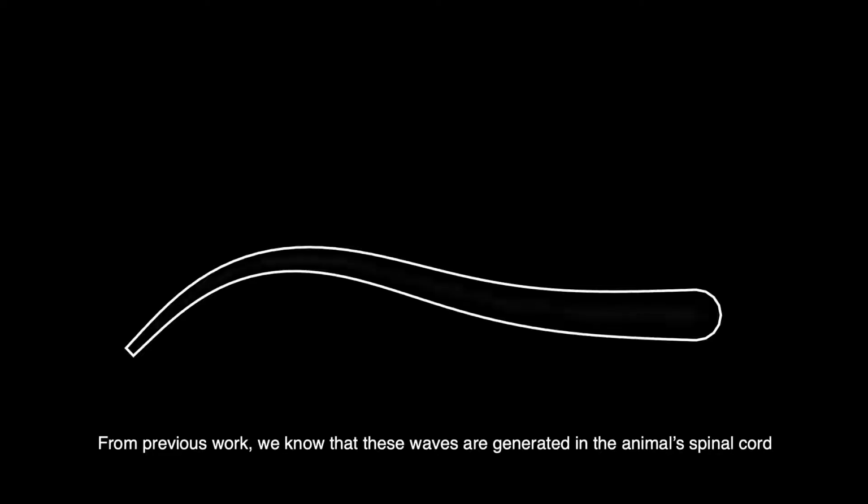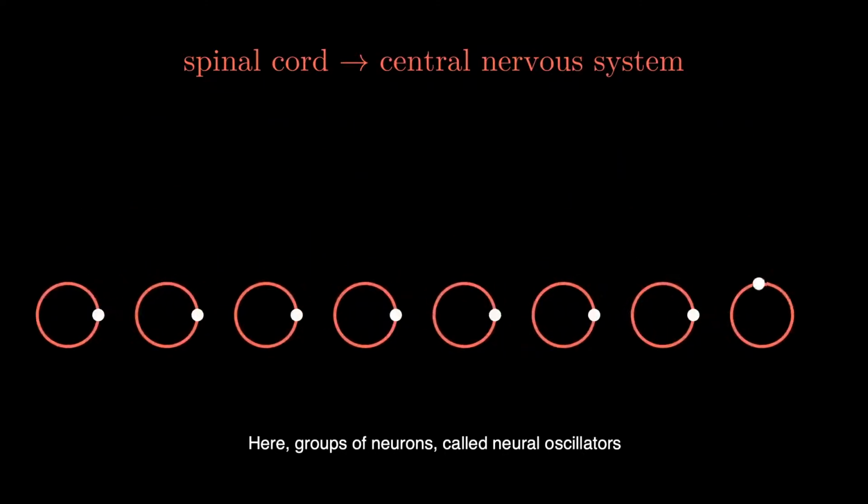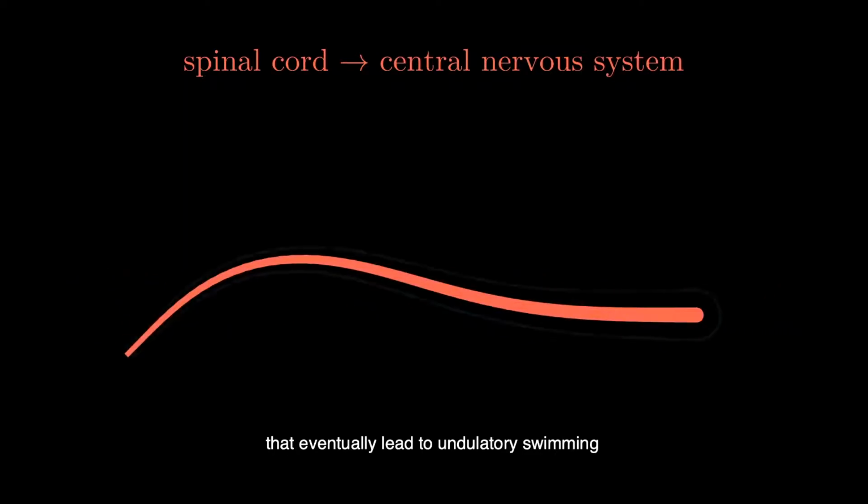From previous work, we know that these waves are generated in the animal's spinal cord, which is part of the central nervous system. Here, groups of neurons, called neural oscillators, generate the corresponding rhythmic muscle activations that eventually lead to undulatory swimming.